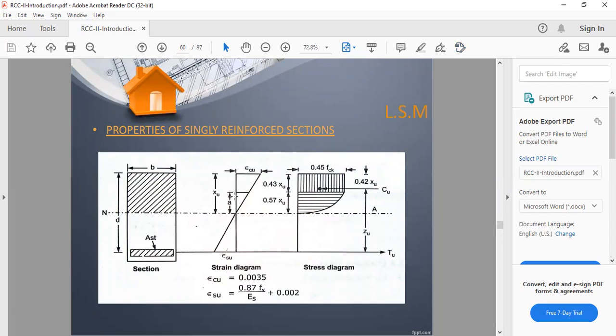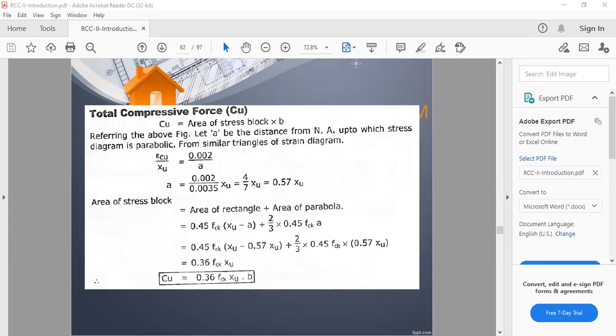Okay. So this is the A part here. If you consider the similar triangle, the depth of this is considered as A. So from here, if you look at that, yes, epsilon Cu divided by Xu, you will get 0.002 divided by, this is simply based on this area, and so you got here A, right?